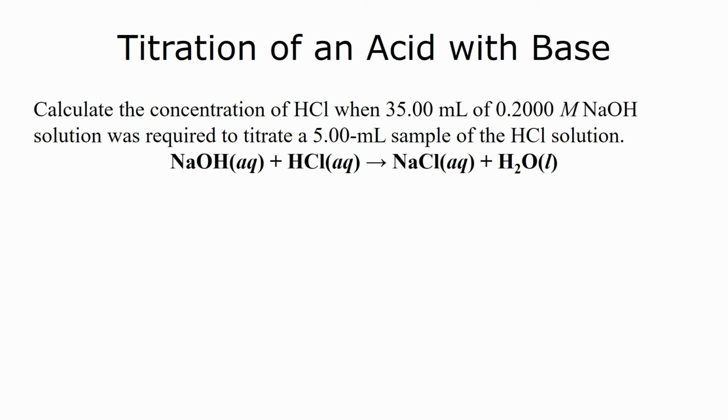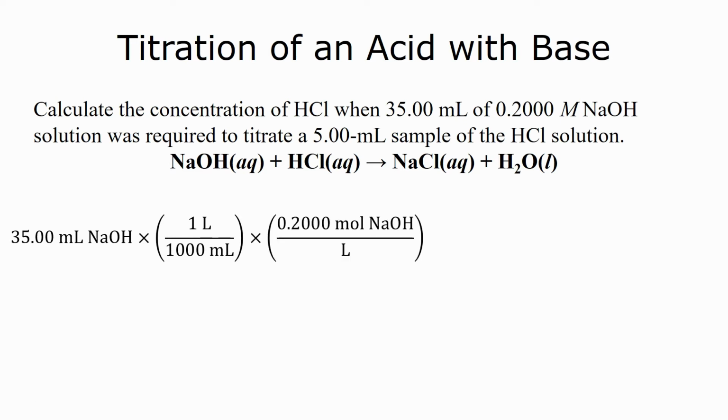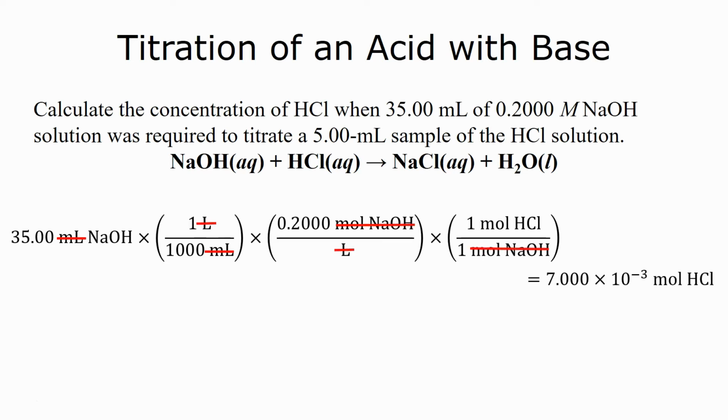So we know both volume and concentration of our sodium hydroxide, so we start there. But remember, concentration, molarity, is always in moles per liter, so we need to convert all of our volumes to liters. Once we have the volume in liters, we're going to multiply it times the concentration, which is in moles per liter. And since the reaction is a 1-to-1 ratio of sodium hydroxide to hydrochloric acid, we're going to convert those moles of sodium hydroxide to moles of hydrochloric acid. Check our dimensional analysis, and we're left with 7 times 10 to the negative 3 moles of hydrochloric acid.